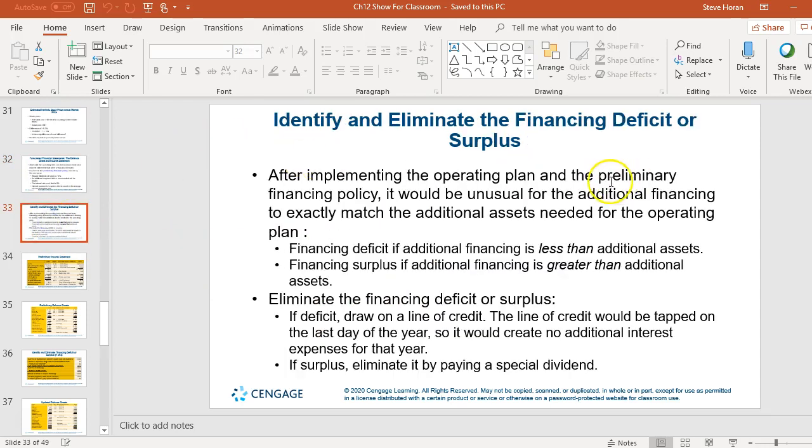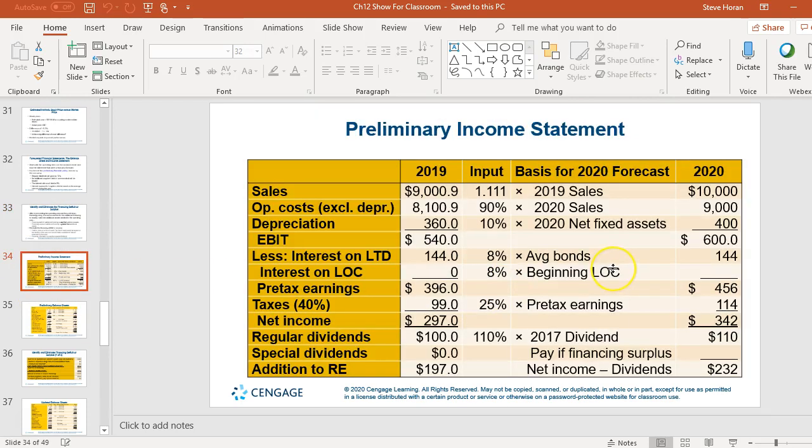Okay. So basically, after you implement the operating plan and the preliminary financing policy, then we have to think through how much more financing do we need, or will we have a surplus of financing? So that's what we have to figure out. We have to eliminate that. So it has to go away because we have to have a balanced balance sheet. So that's what this is showing us right here.